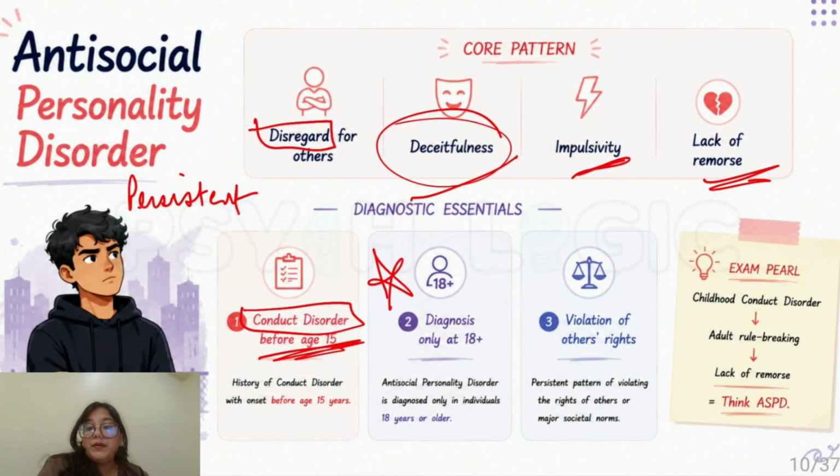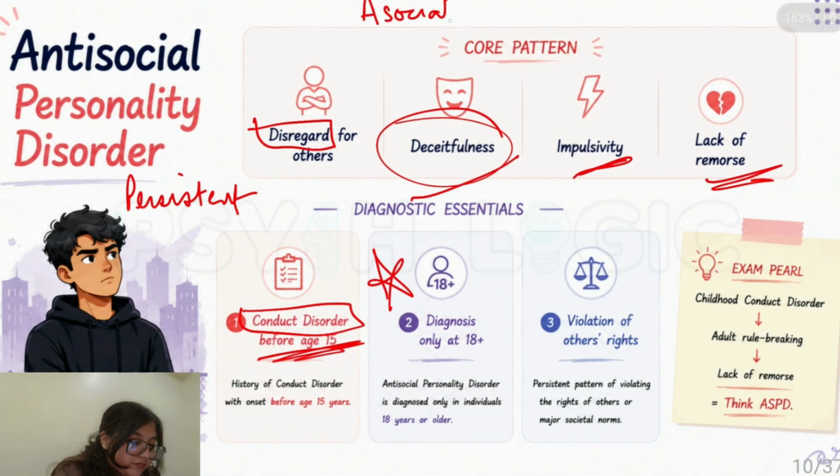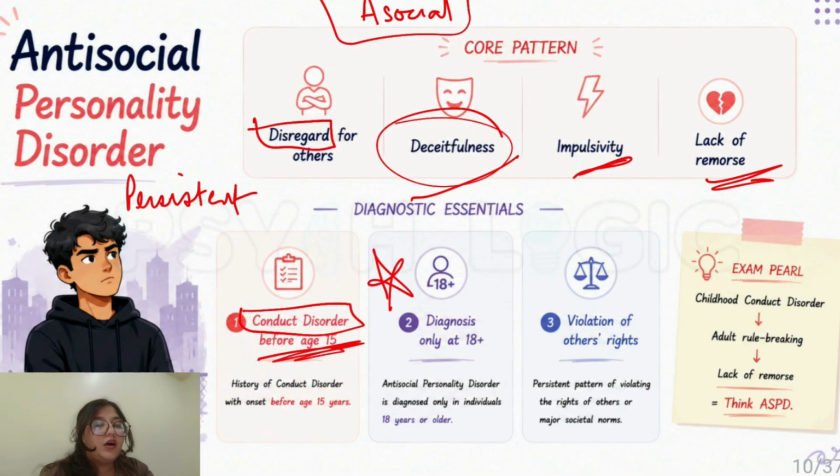Now, one more thing that I need to clear up for you is that a lot of people in their daily life use the term antisocial for someone who likes to stay at home or avoid parties. That is not what antisocial means. That is an introverted person. An introverted person is not antisocial. What they mean is asocial, someone who prefers solitude. Antisocial is someone who violates norms and harms others.